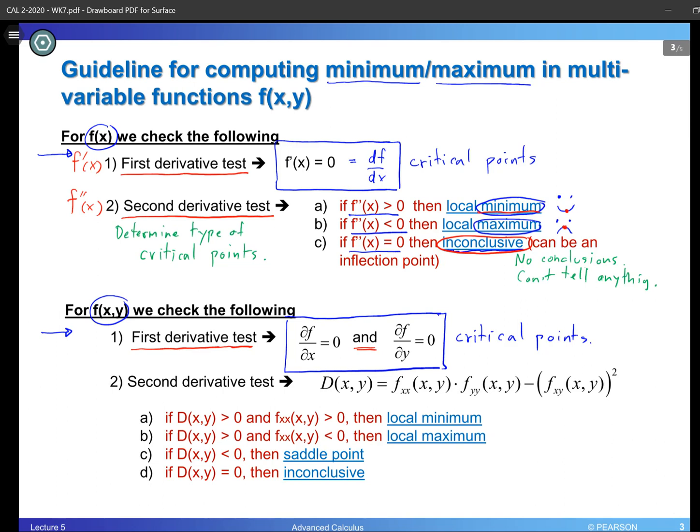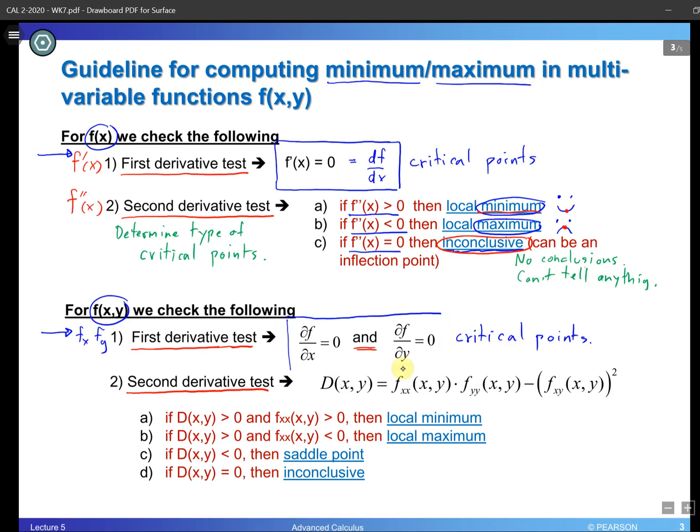So for the second derivative test, we are going to rely on the second order derivatives. Before, for the first derivative, we relied on fx and fy. For the second derivative test, let's take a look here. First of all, you are supposed to find this D value. So let me fix this box right here so we have more space.